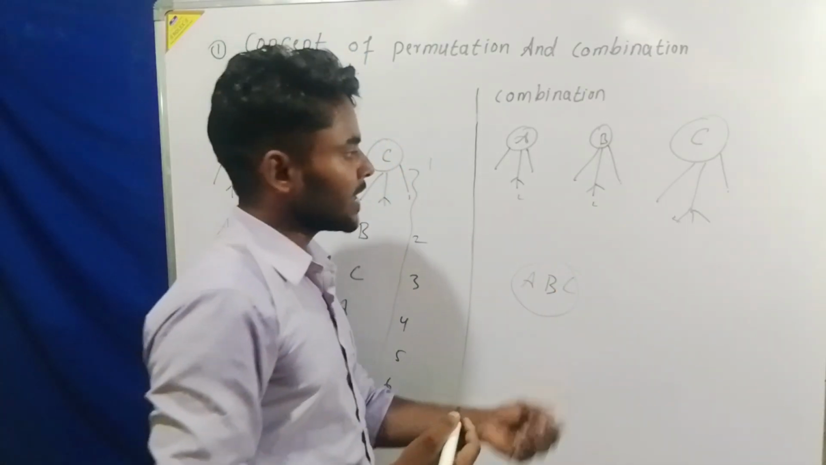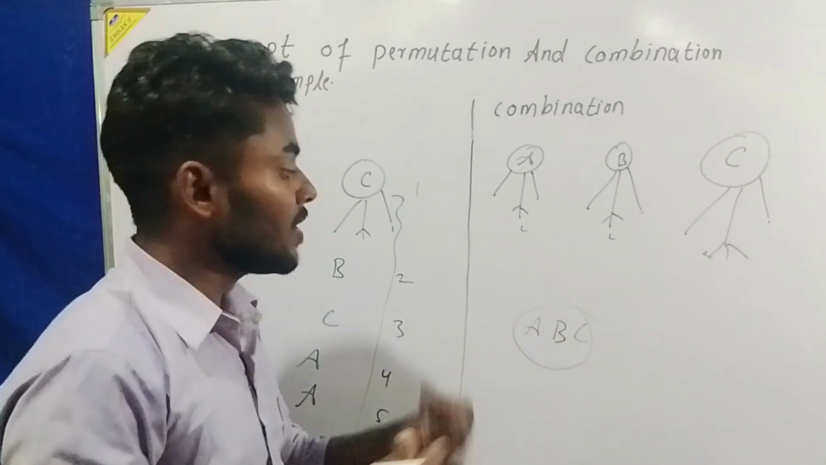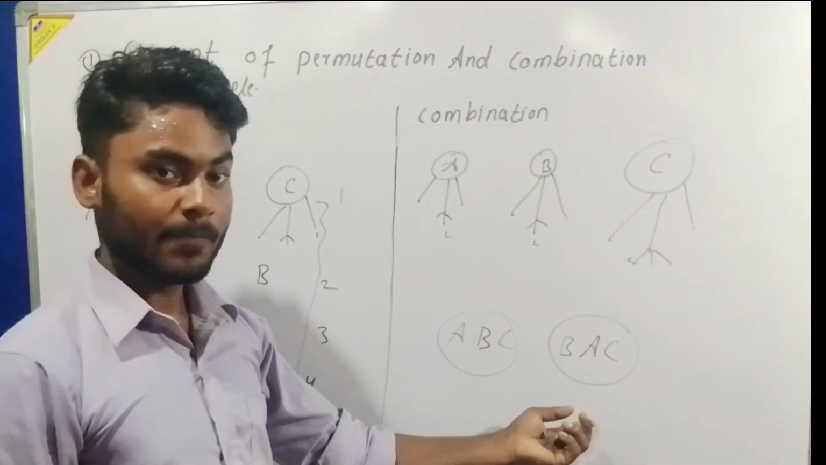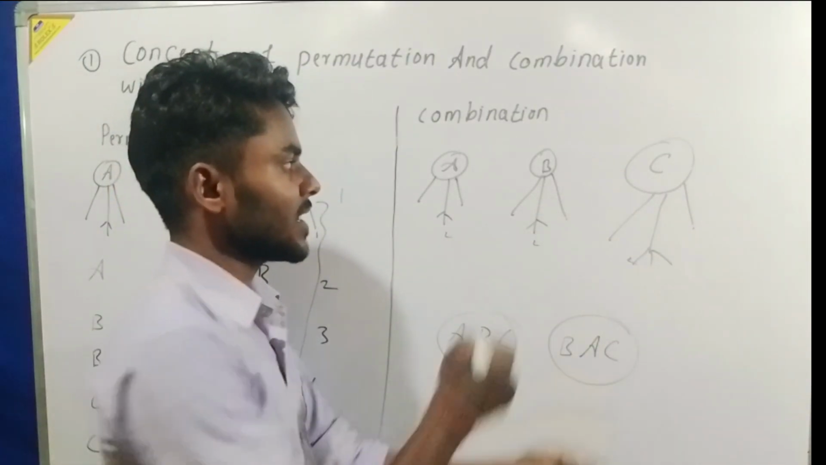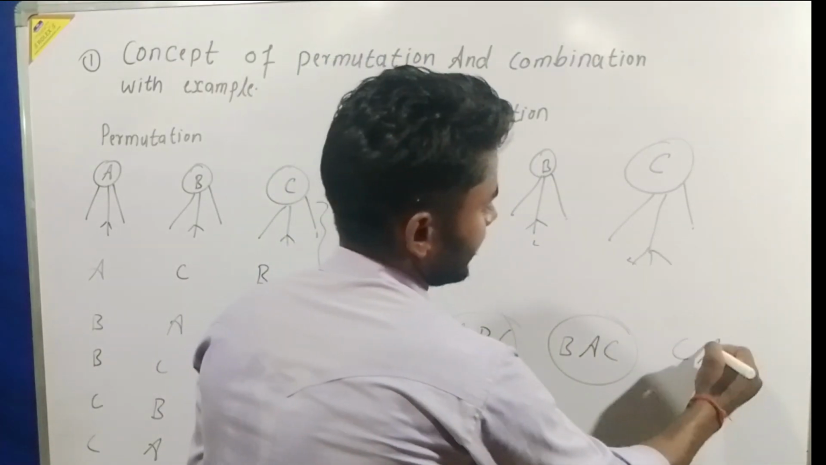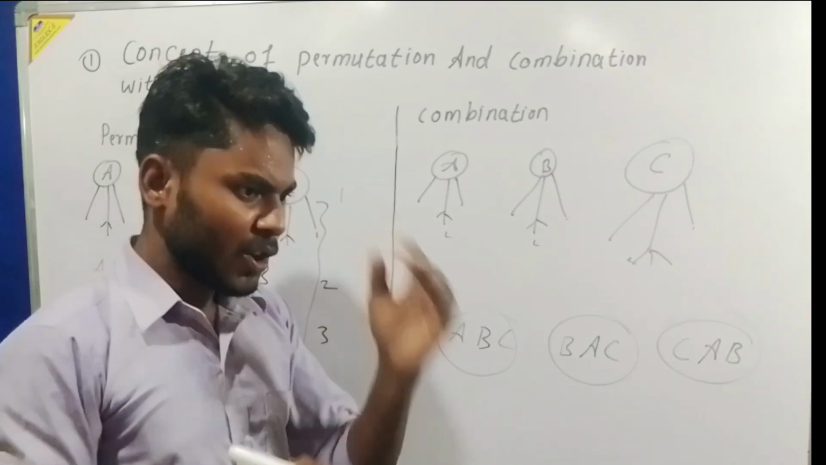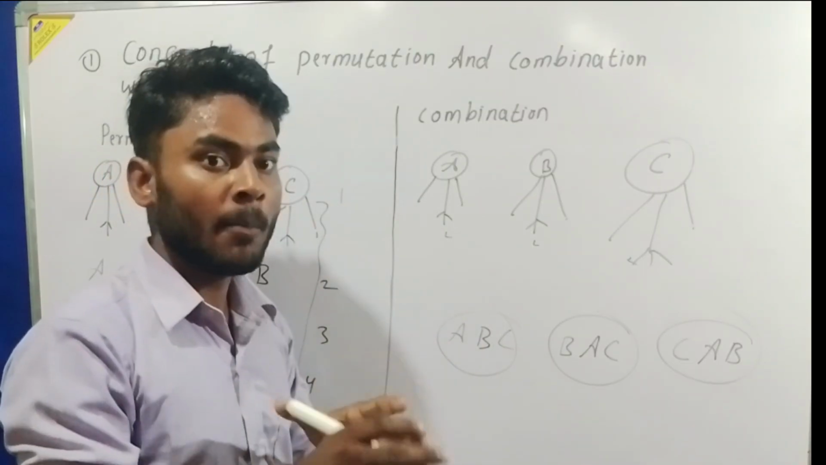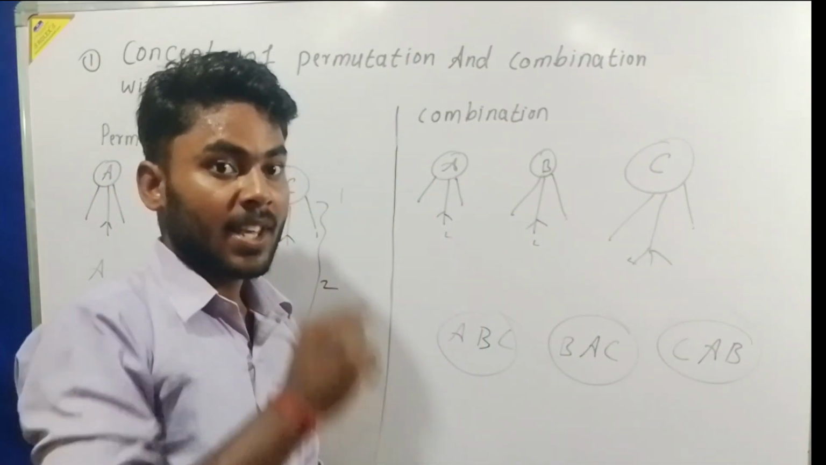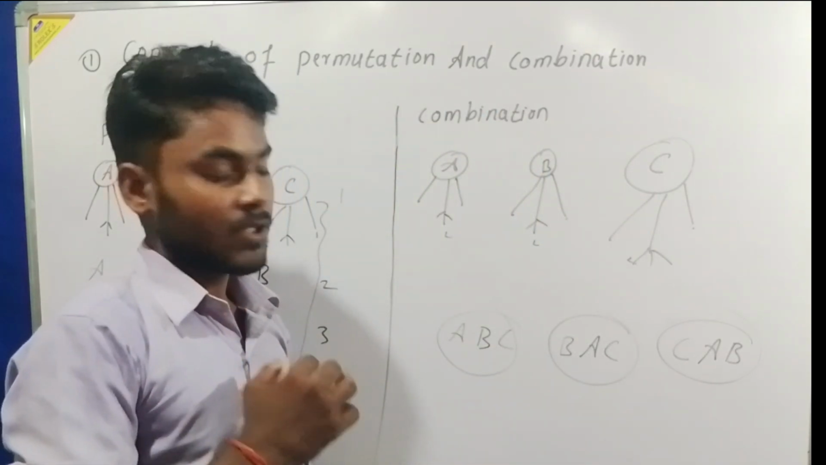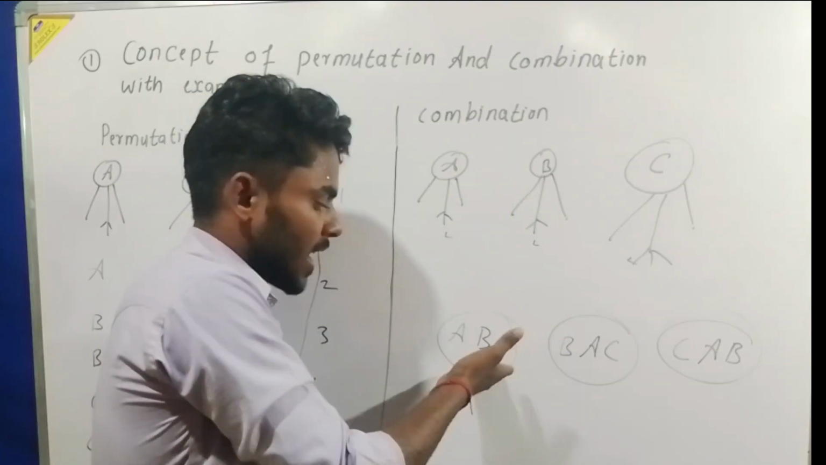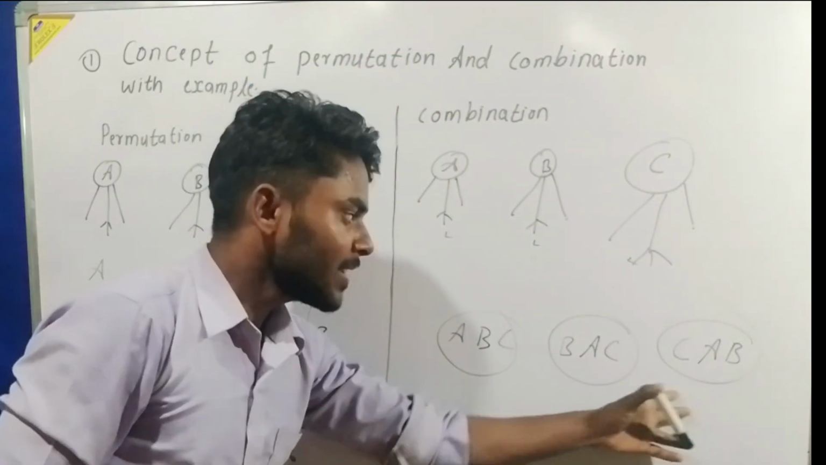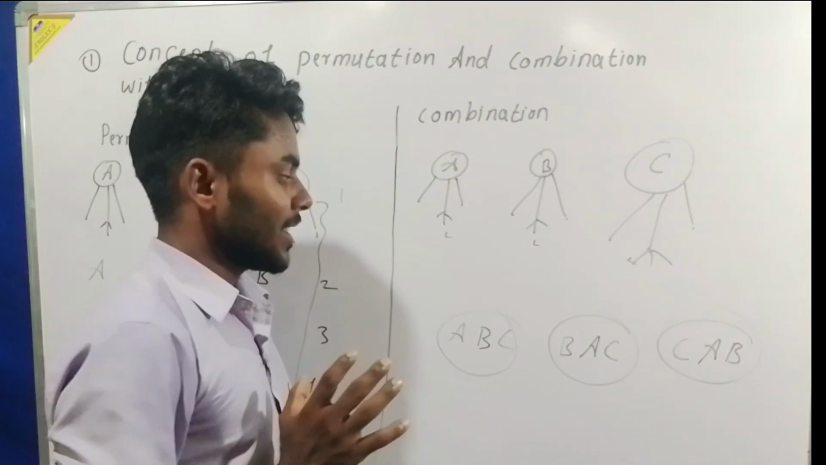Again, if we say no, I will select B first, then A, then C. So B, A, C. This is also a group. You say no, I select C first, then A, then B. This is also a group. But note what I said: how many groups can we form by using these three people at a time. In a group, three people must be present. So in this group also the same people are here. In this group also the same people are here. In this group also the same people are here. So are these groups different? No. These are the same group.